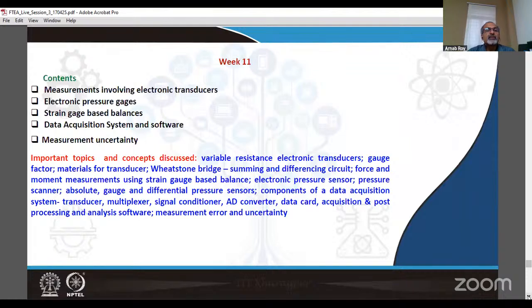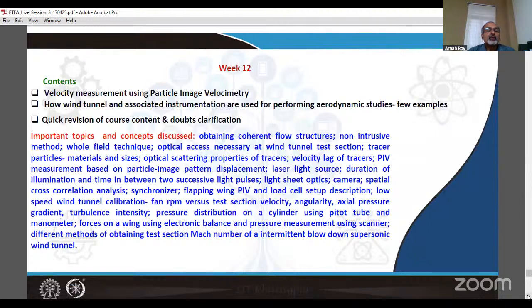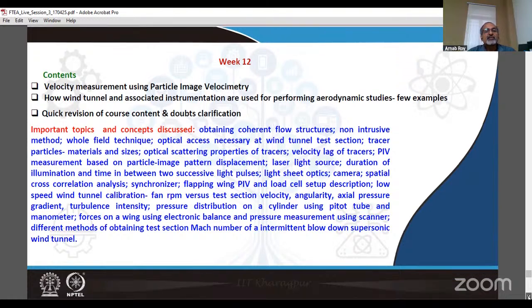Week 11 dealt with measurements involving electronic transducers, electronic pressure gauges, strain gauge-based balances, data acquisition system and software, and measurement uncertainty. And finally, in week 12, we learned a little bit about velocity measurement using particle image velocimetry, which is basically a laser-based technique. And it's a non-intrusive kind of measurement. And then we discussed how wind tunnel and associated instrumentation are used for performing aerodynamic studies. Some examples were discussed. And then we had a very quick discussion about the course contents and doubt clarification and so on.